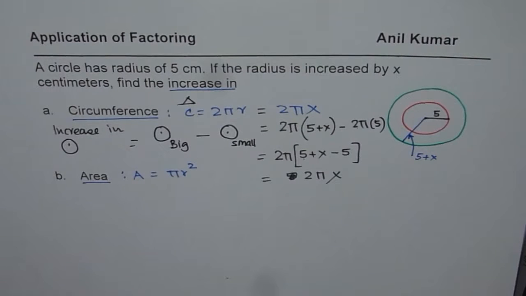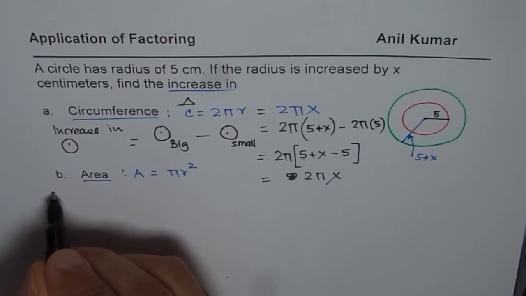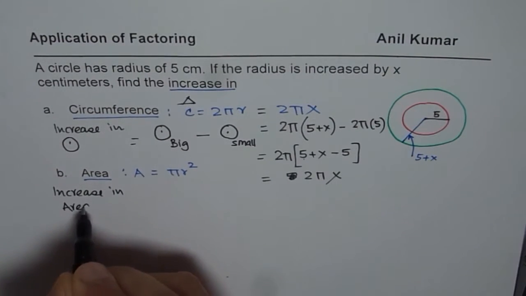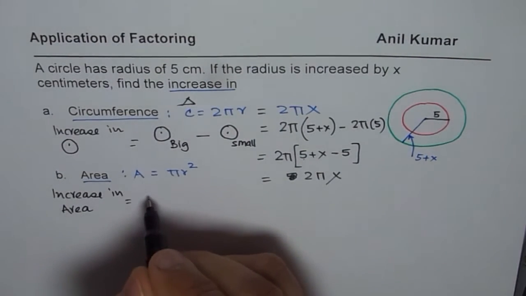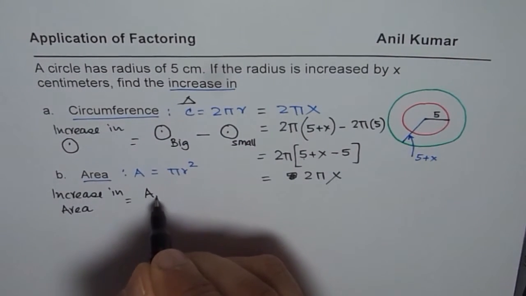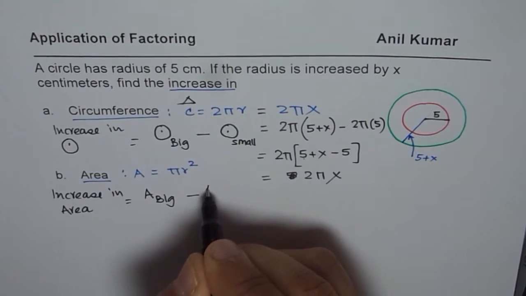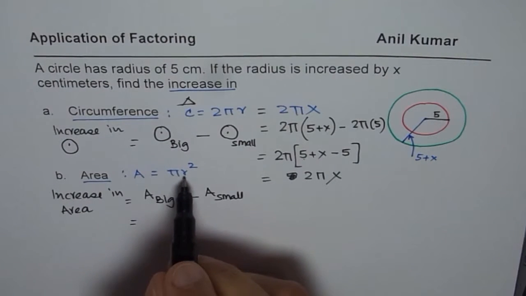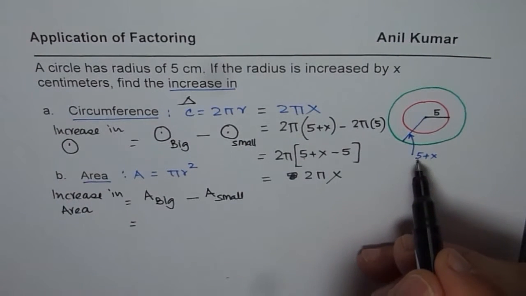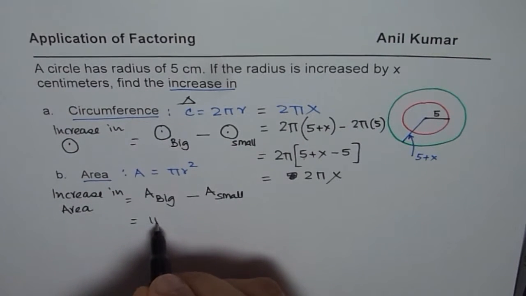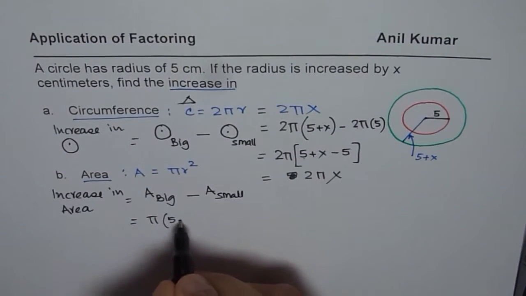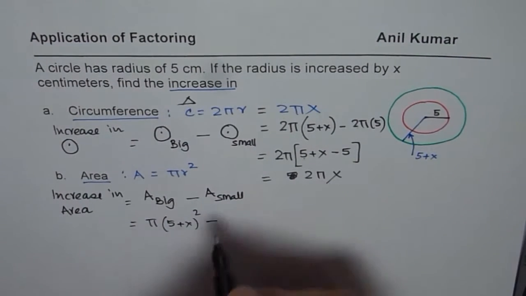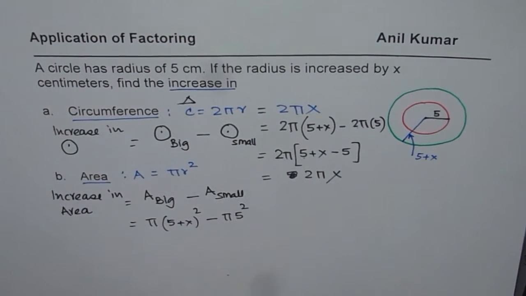Now let us look into increase in area, right? So we'll begin with the same. We have area for the big circle minus area for small circle. Okay. Now what is the area? Area is pi r square. Radius for the big one is 5 plus x. So we'll say pi times 5 plus x whole square minus small circle pi r square, radius is 5. So 5 square.